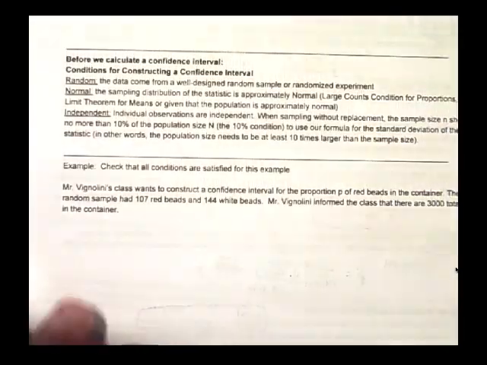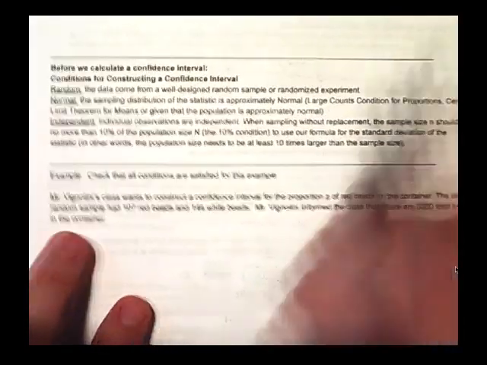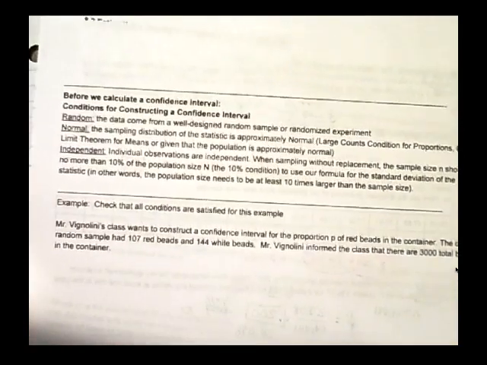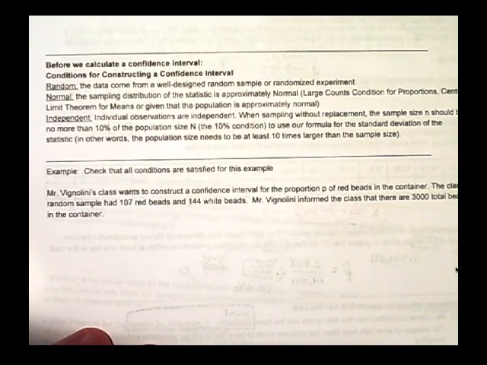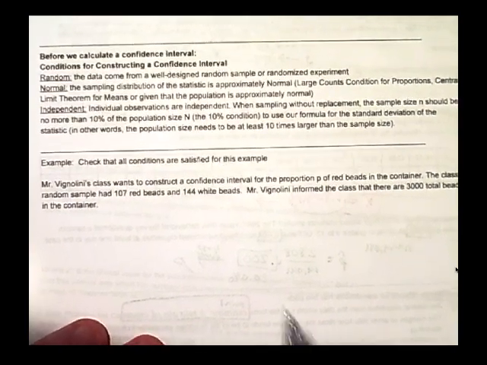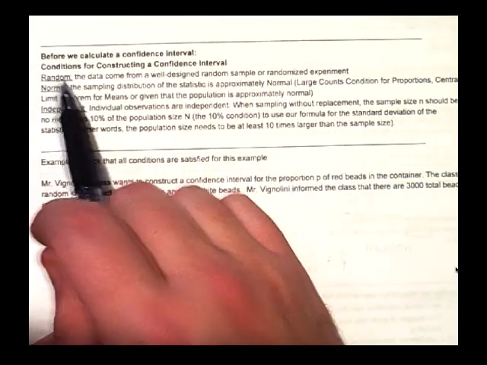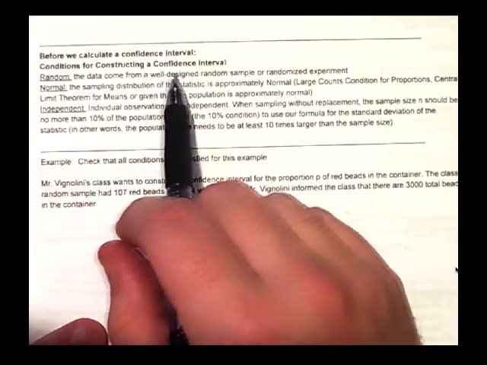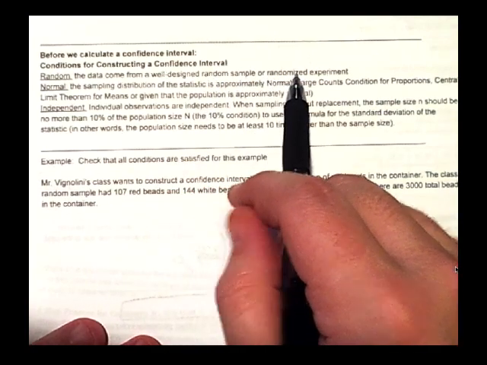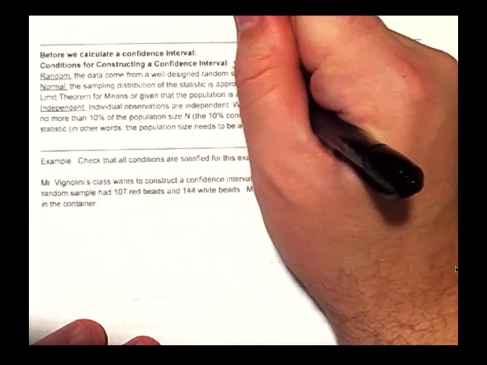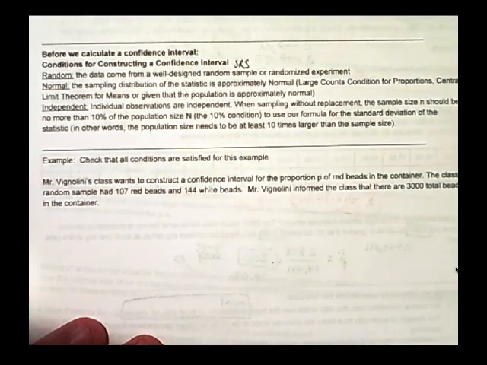So going on to the back page here, it says before we calculate a confidence interval, we have to make sure three conditions are met. So before we do calculations, three condition check. Random: your data comes from a well-designed random sample or a randomized experiment. We're looking for keywords like SRS, simple random sample.